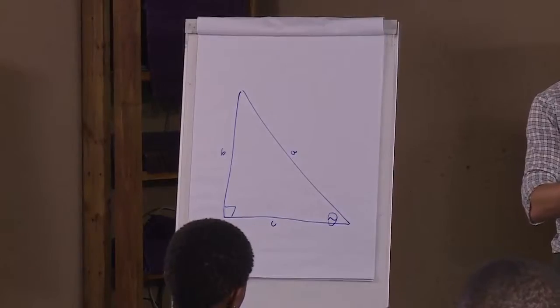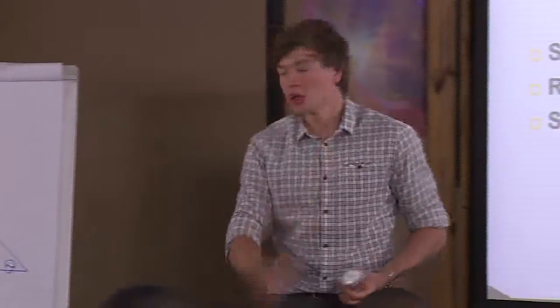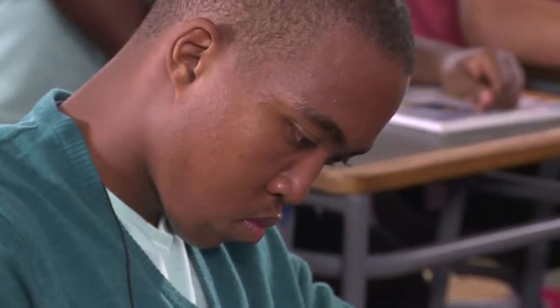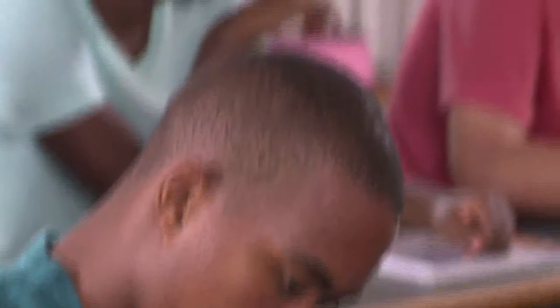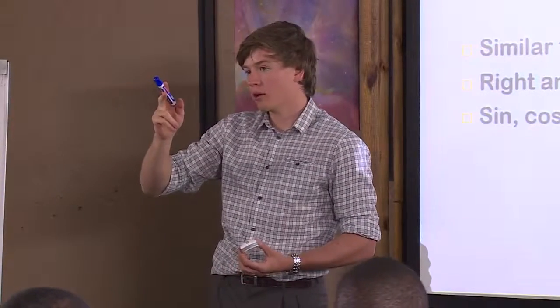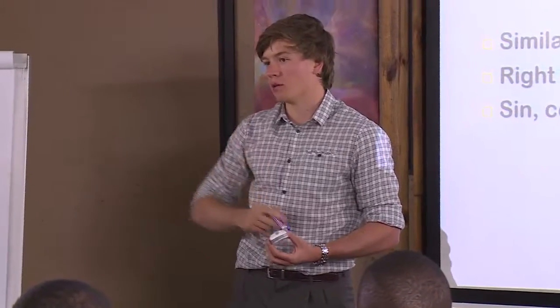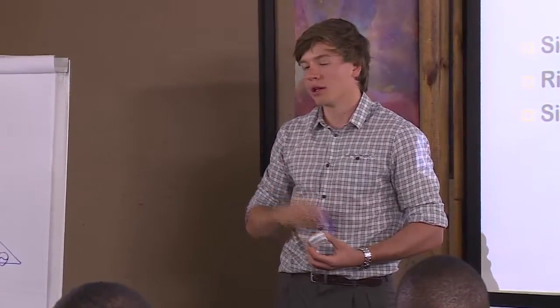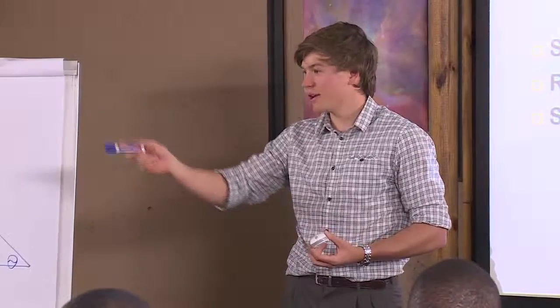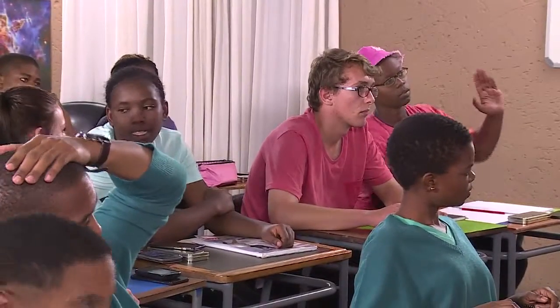Let me rephrase the question. What is sine of theta with regards to that triangle? Isn't it A over B? Divided by C. Can you tell me what was the acronym you used for sine, cos, and tan? SOHCAHTOA. Good, nice way to remember it. What does that actually mean?